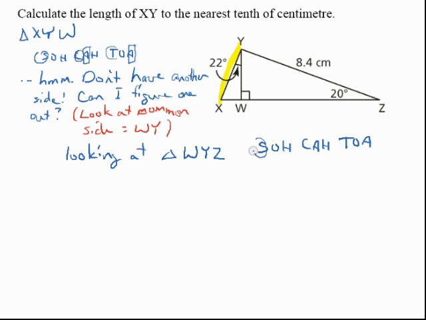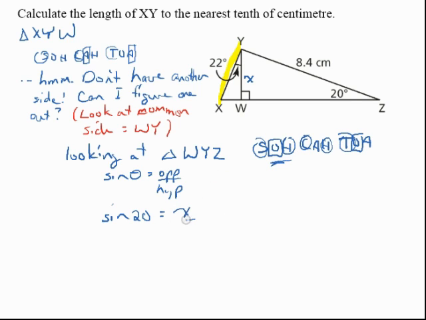And I know the angle is 20 degrees, and I know the hypotenuse, and I'm looking for what now is the opposite. So I'm going to use sine. So I can go sine theta equals opposite over hypotenuse. Sine of 20 equals, we need to label this something, let's label it lowercase x. So sine 20 equals x over 8.4.